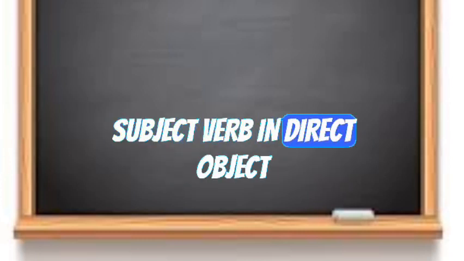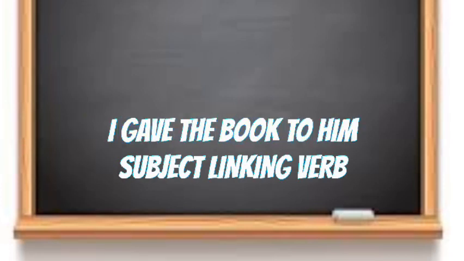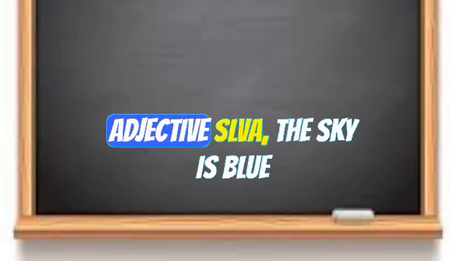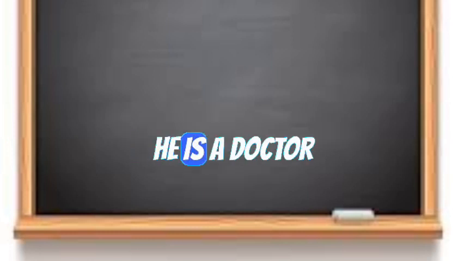Subject-verb-indirect object-direct object, SVIDO, I gave the book to him. Subject-linking verb-adjective, SLVA, the sky is blue. Subject-linking verb-noun, SLVN, he is a doctor.